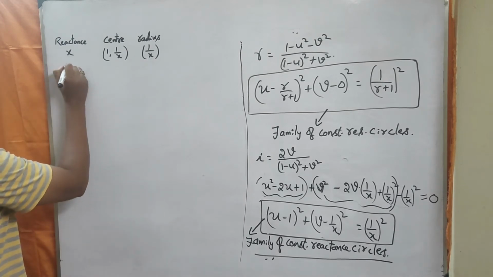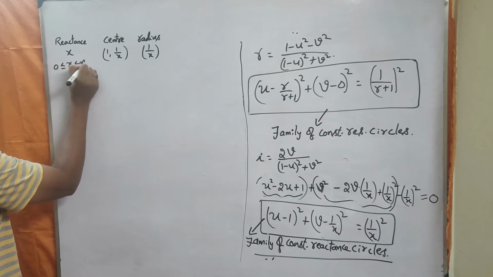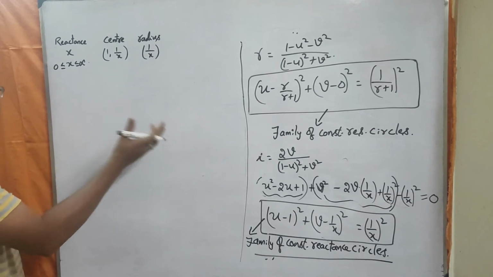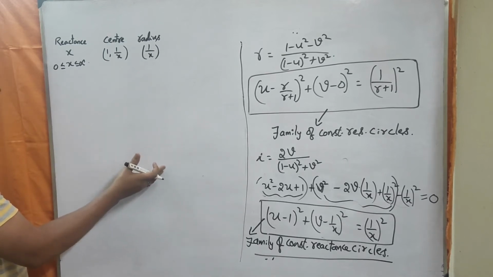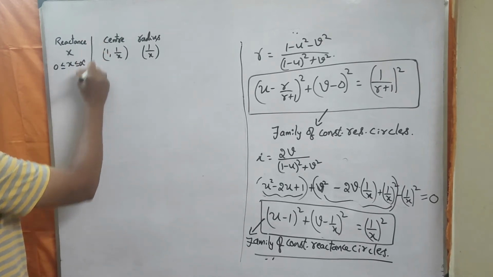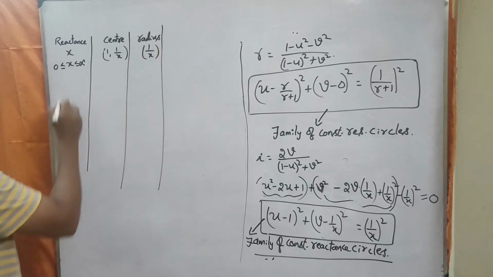So first we will see how to map the positive reactances. That means here we are considering the range of x as from 0 to infinity. We are considering only positive values of x here. Later we will analyze for negative values of x. Understood? Okay, so this is reactance, center and radius.